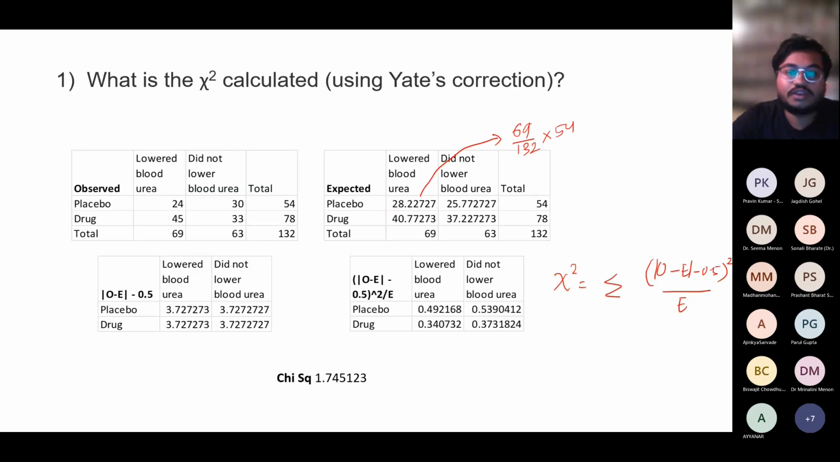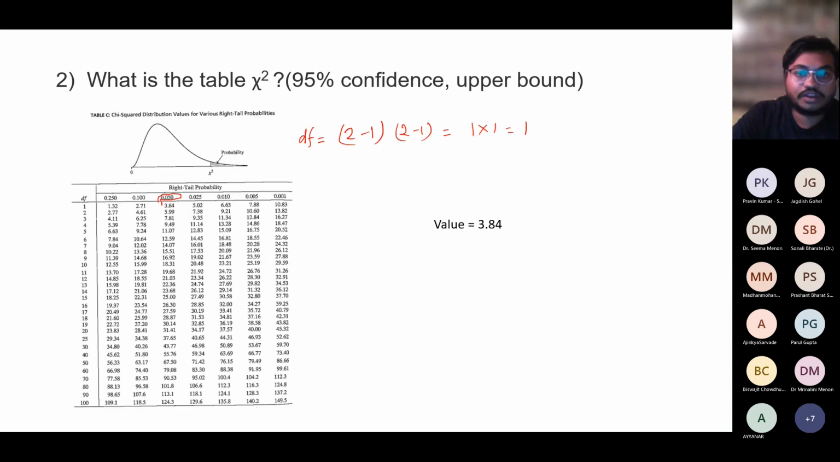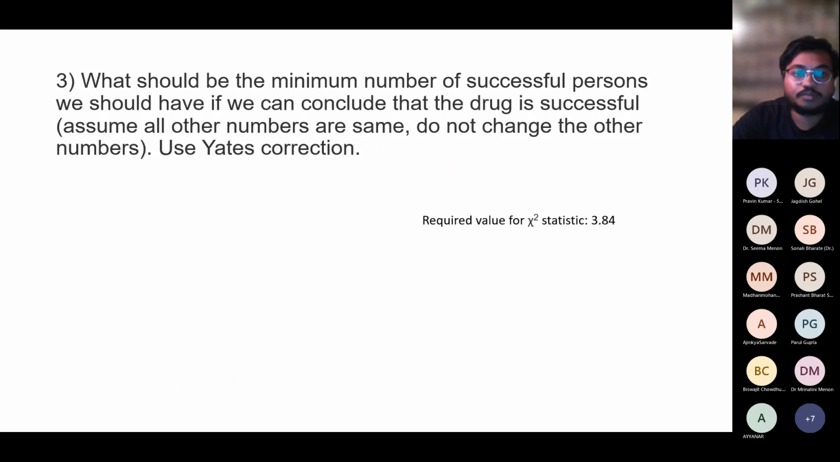So basically we have to do the same calculation, but now we have to change the number of people in whom the drug lowered the blood urea level. Since for 45 we get a chi-square value of 1.74, but we know the critical chi-square value is 3.84, we need a number which gives us a value greater than 3.84.